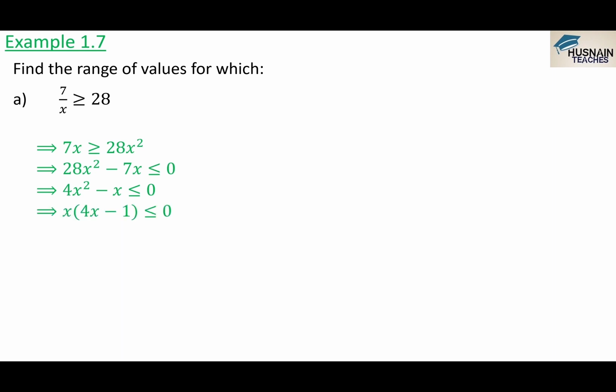And then I'm going to factorize. And then at this point, again, I'm going to think about my graphical sketch, if you like. And you'll realize that you get something like this. So x is between 0 and a quarter inclusive. But I want you to think really carefully about this part of the inequality. Can x actually be 0? Am I allowed to put 0 as a denominator?